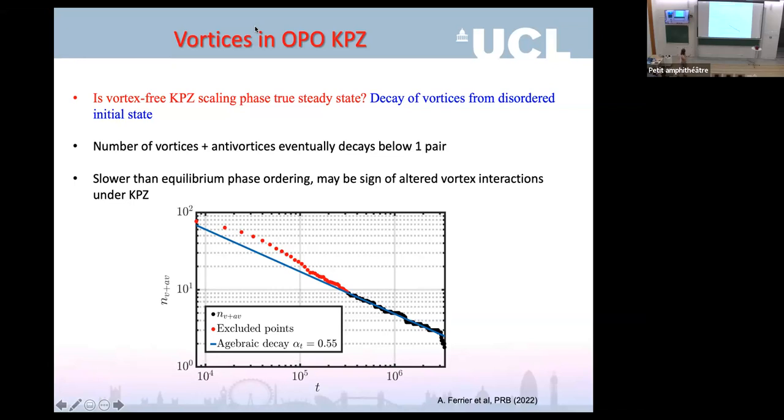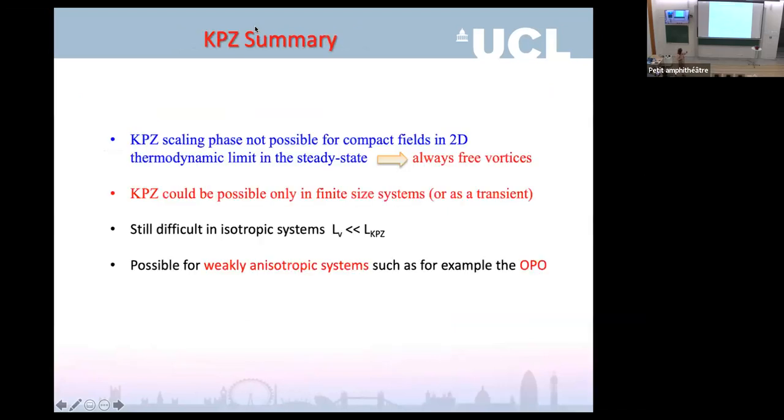However, it's interesting to note that the phase ordering was slower than in the case of the XY model by a factor of 2. And that's also interesting because probably what's happening is that in KPZ, the interactions are modified. They don't have the same form as in the XY model. They have this negative term, so they are weaker, and that probably leads to a slowing down in the phase ordering.